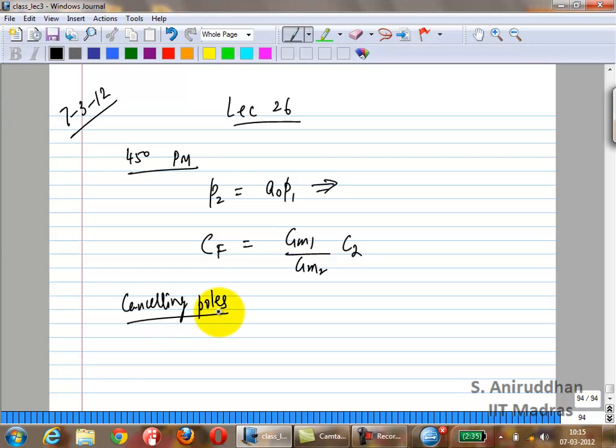Which pole would you choose to cancel? Obviously P2. Right? The next non-dominant pole is the one you need to cancel. That will give you maximum phase margin. You have P1 dominant, P2 somewhere close. Let's say 45 degree phase margin is going to be at omega u, and then P3 is maybe far away. Cancelling P3 is no use. You are going to cancel P2.